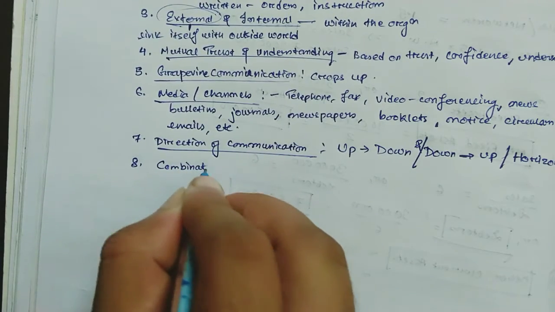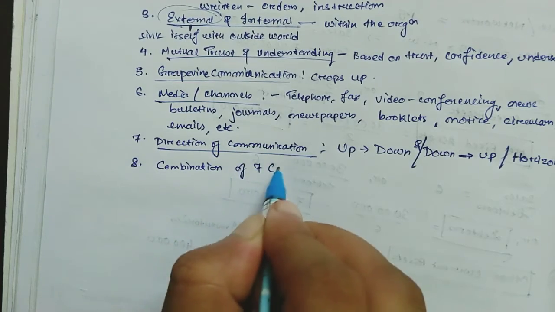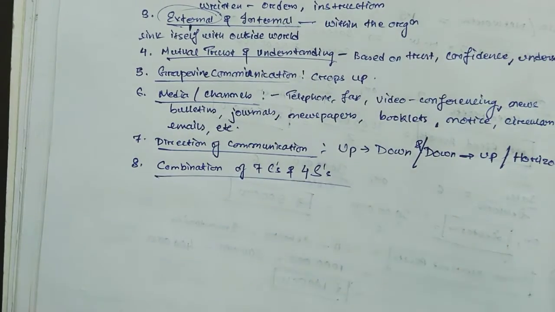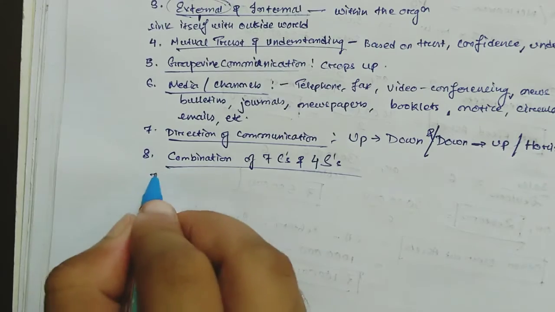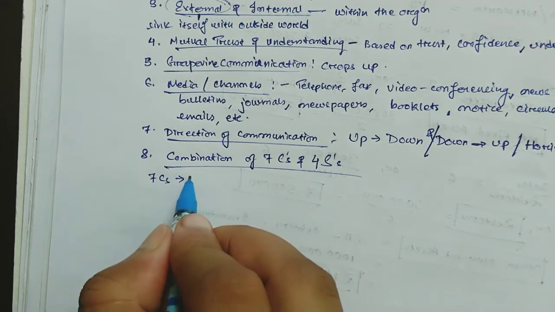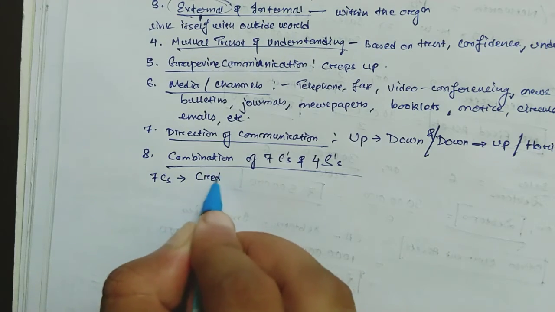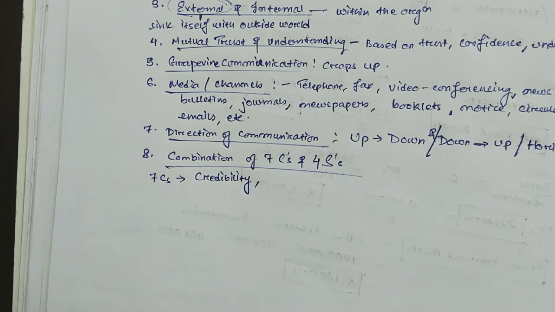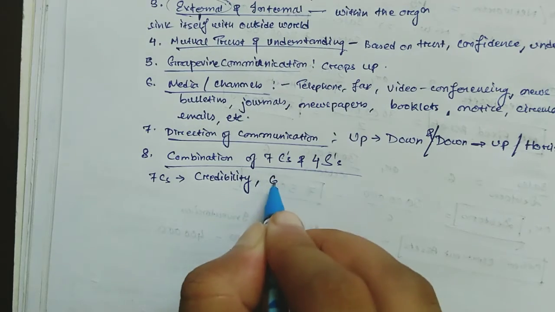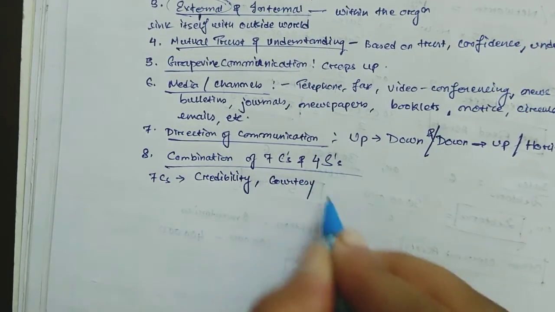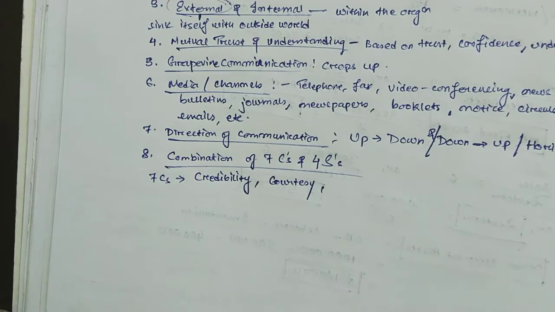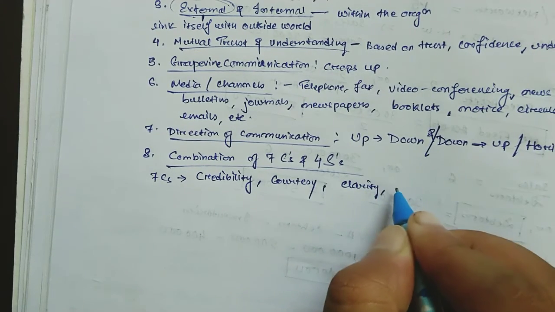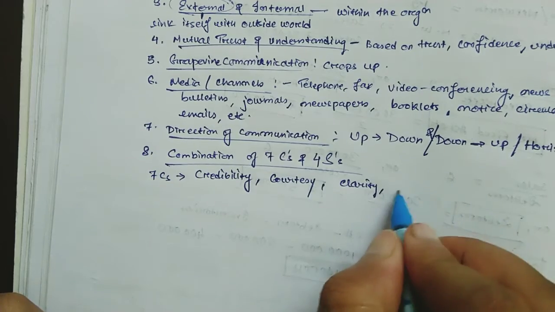Next, here a combination of 7 C's and 4 S's can be seen. So what are these 7 C's? First C is credibility. That means the message that you are sending is quite credible. Next is courtesy. This means that the message would always be conveyed in a polite manner. Next is clarity, which means a clear message.